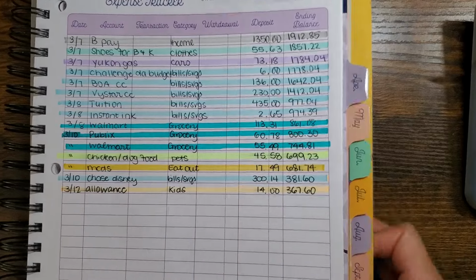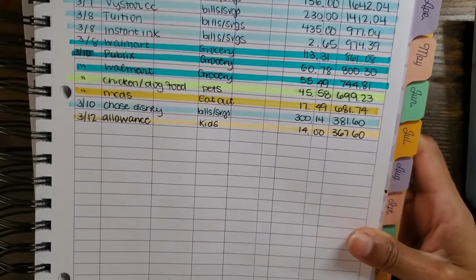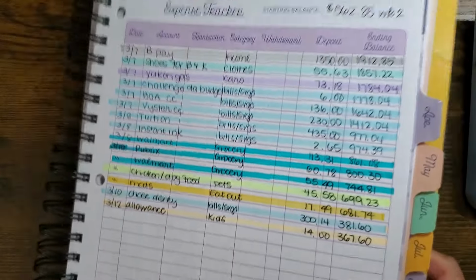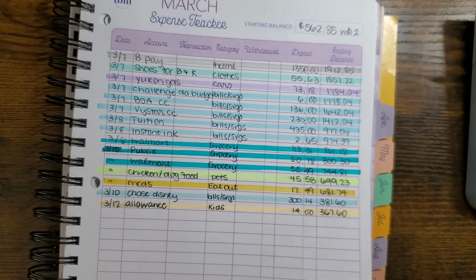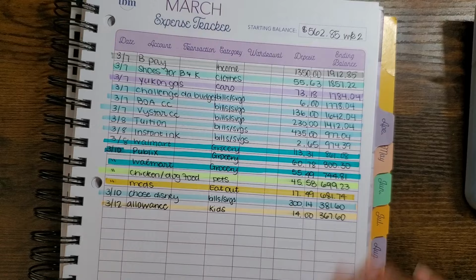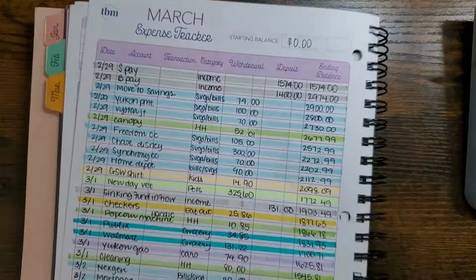So only about a half a page of expenses, which is good because we have 5 weeks this month and I need room to continue to write because there's only four of these transaction trackers in this book. So we'll just start week three right here so that we don't run out of room. So let's go ahead and flip to the paycheck budget.